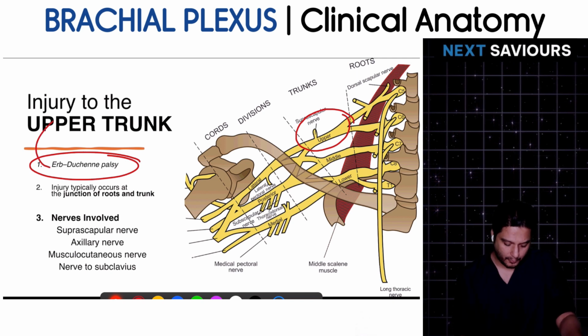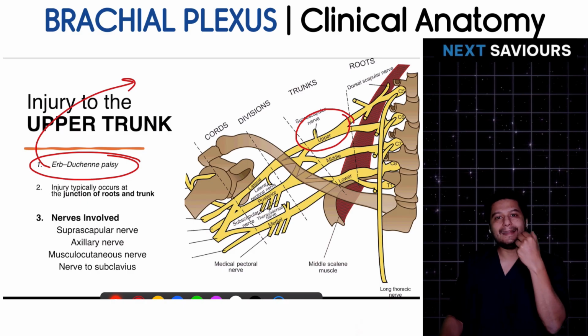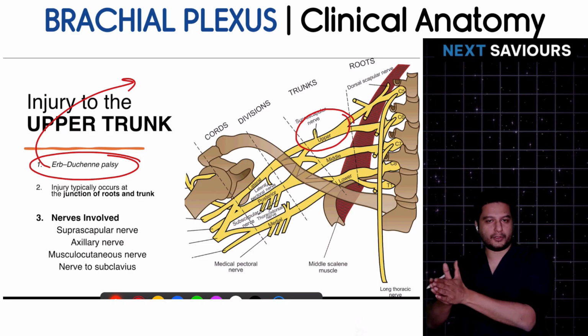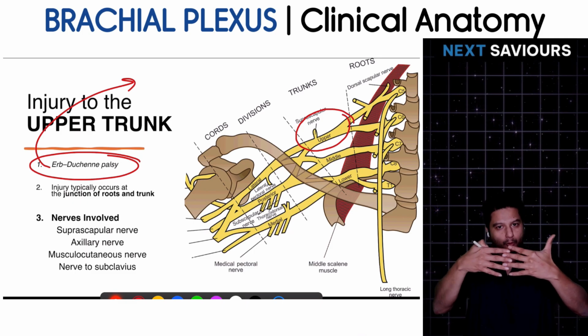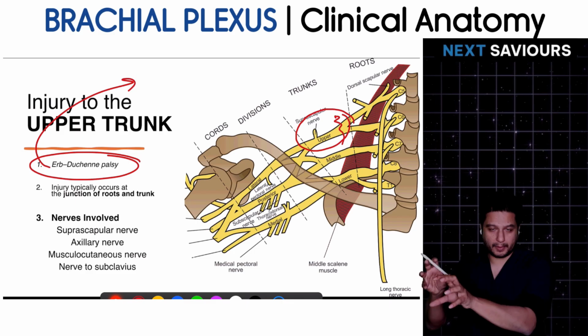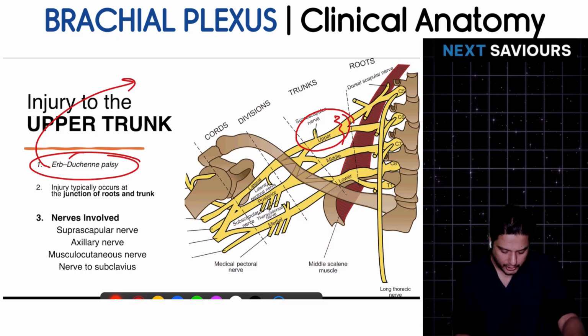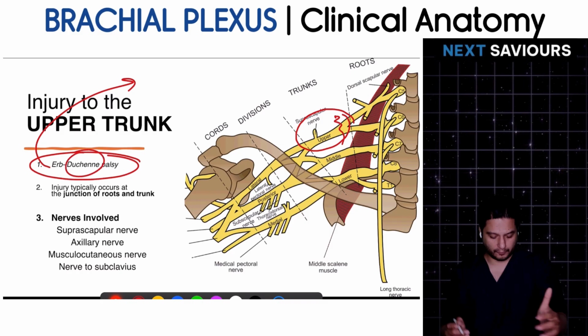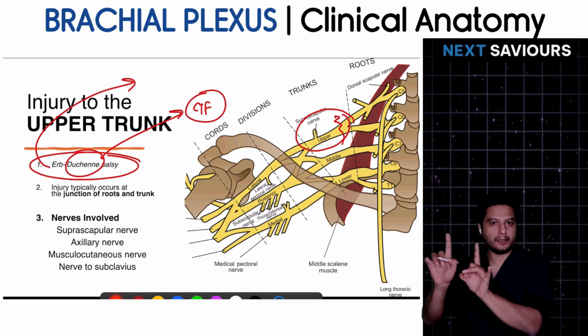Why is it known by the name of Erb palsy? Because Erb identified the nature of injury, where the trunks are originating from the roots. At this junction, these injuries particularly happen. So this mechanism of injury was provided by Erb, and Duchenne identified the clinical feature. So in combination, it is called Erb-Duchenne palsy.